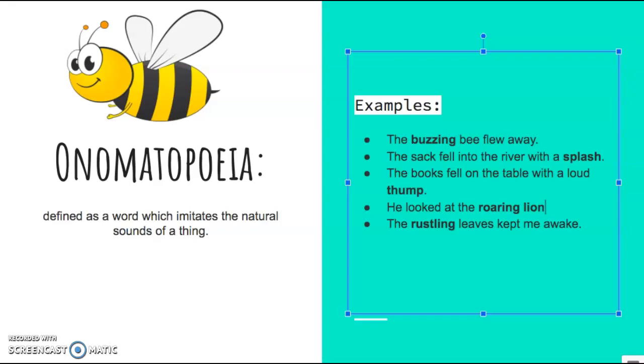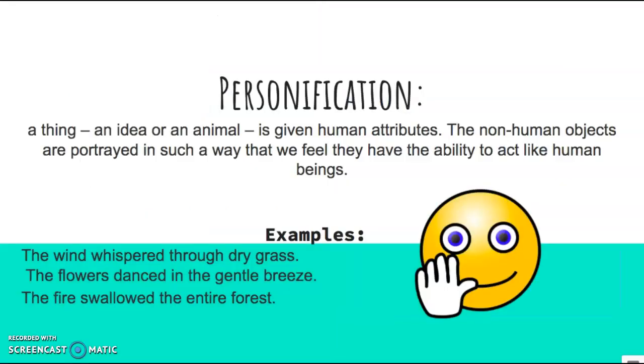Okay, moving on. The next one is personification. It's when a thing, an idea, or an animal is given human attributes. So it's a non-human object given a human quality. So, for example, the wind whispered through the dry grass. The flowers danced in the gentle breeze. The fire swallowed the entire forest. Whispering, dancing, and swallowing are all human characteristics given to the grass, the breeze, and the forest.